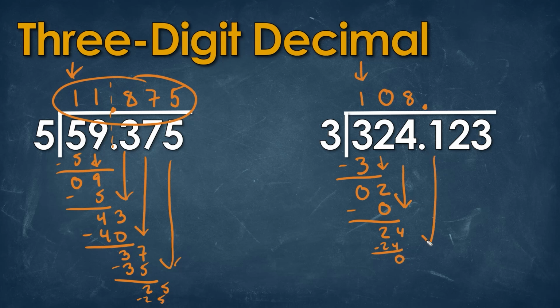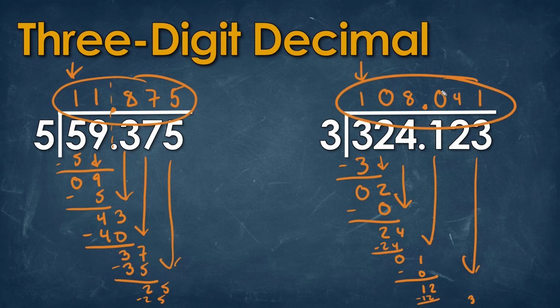We drop down that 1, so now we have 1. Again, we can't divide that because that's too small. So now we're going to subtract by 0, right? Because 0 times 3 is 0. Now we have 1 and a 2. We know that's going to be 4 times. That gives us 12. Now we have a remainder of 0. Drop down this 3. I'm running out of room. How many times does 3 go into 3? And that's going to be 1 time. The answer is 108.041.